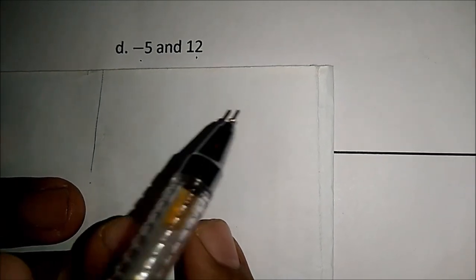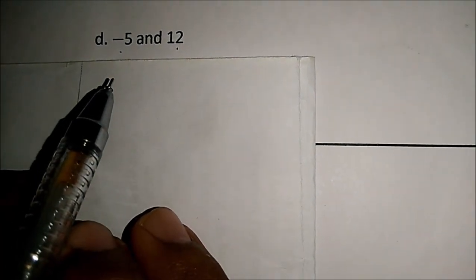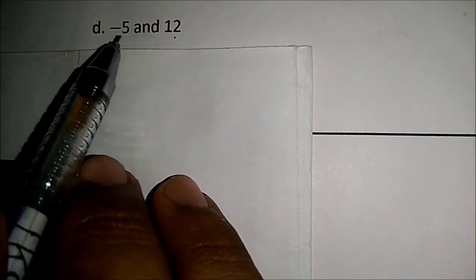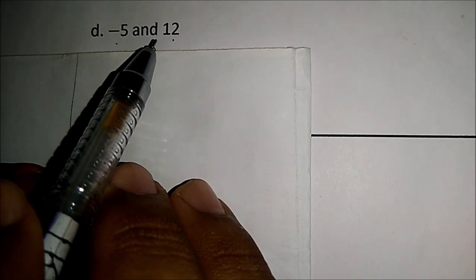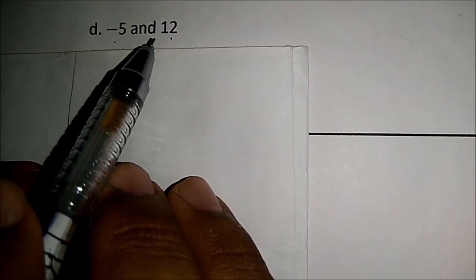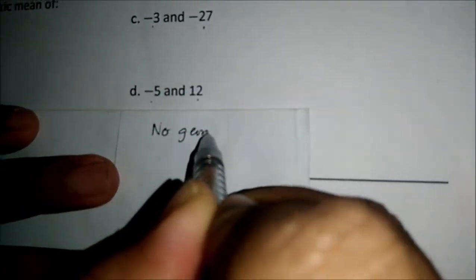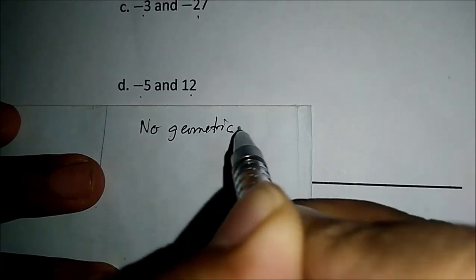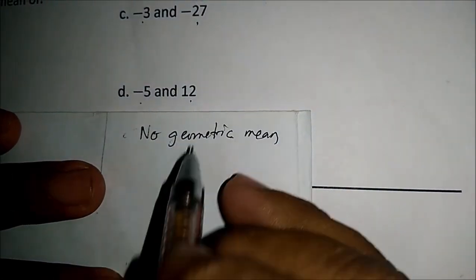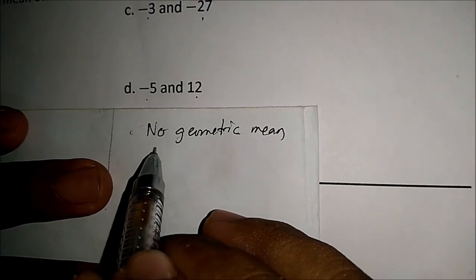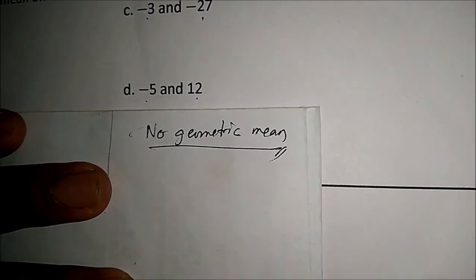Okay, now for letter D, we have negative 5 and positive 12. So take note, they are of opposite signs. Remember the rule, if two numbers are of opposite signs, then the geometric mean does not exist. So, just simply write, no geometric mean. So negative 5 and positive 12 do not have geometric mean. That's simple.